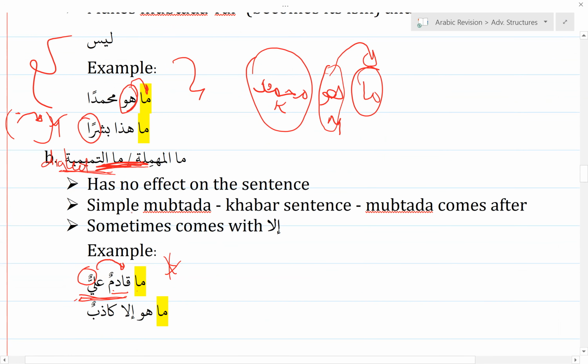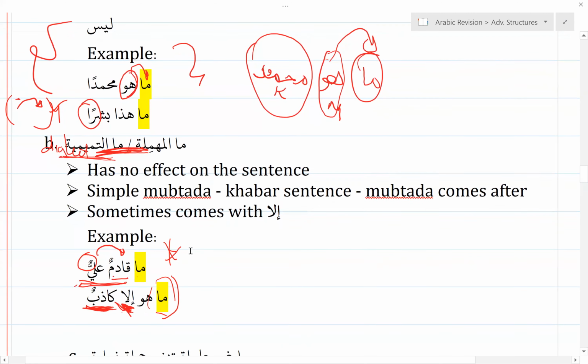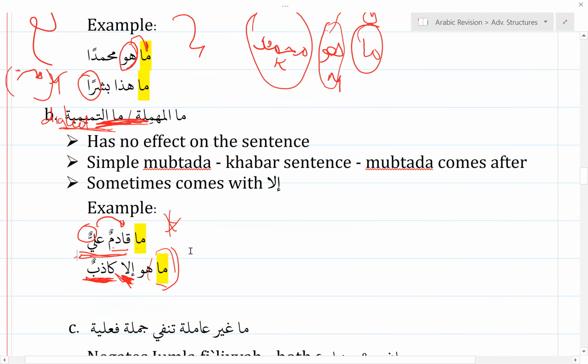So it's there. And the other way you know it is that it comes with illa. So if you see ma huwa illa, and the next thing is rafa, then the kind of negation is going to be this ma at-tamimiyya or ma al-muhmila, the neglecting ma or the tamimi ma. It would be like, he's not except but a liar. Yes. He's not but a liar. Nothing but a liar.